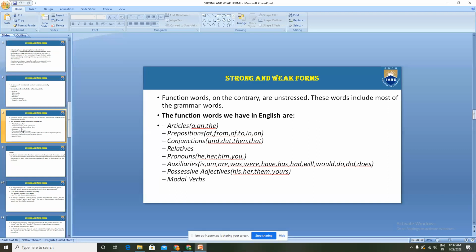Whenever we get words like he, her, him, you, we do not stress them, and even auxiliaries also. Whenever we get these grammar words, which are called function words, we do not stress. They are the weak forms of the words.